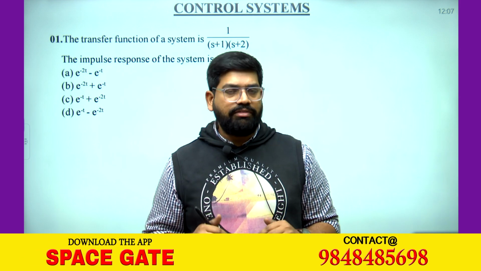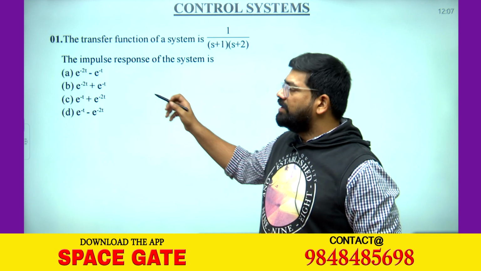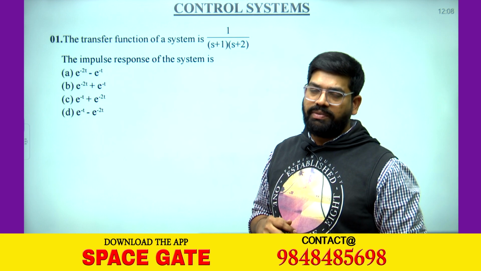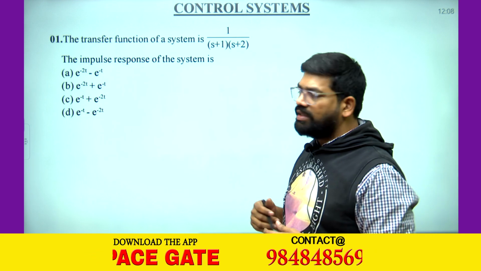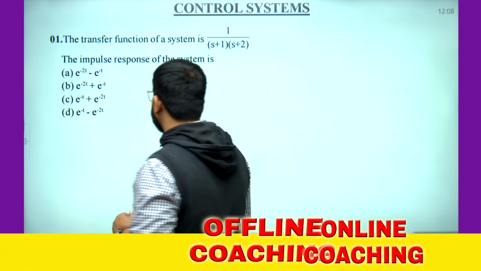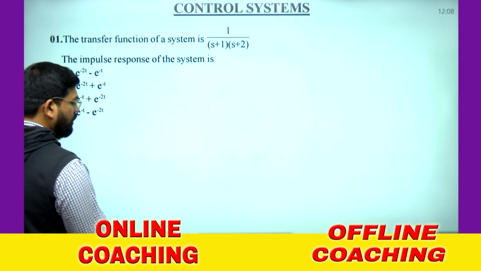Look into the first question. The transfer function of a system is given as 1 by (s plus 1) into (s plus 2). Then what is its impulse response? Impulse is a kind of input.